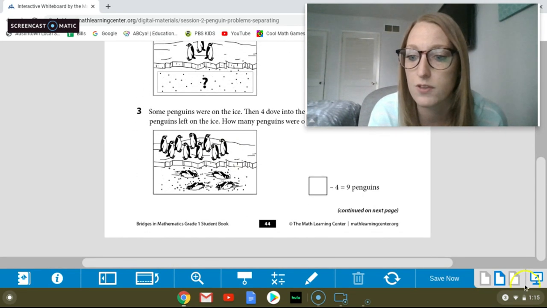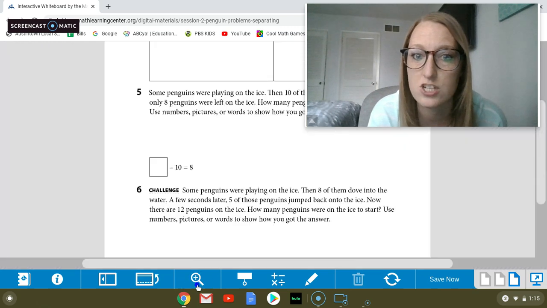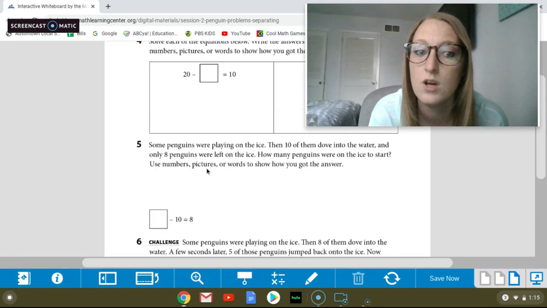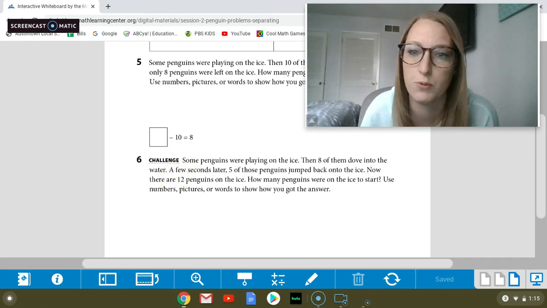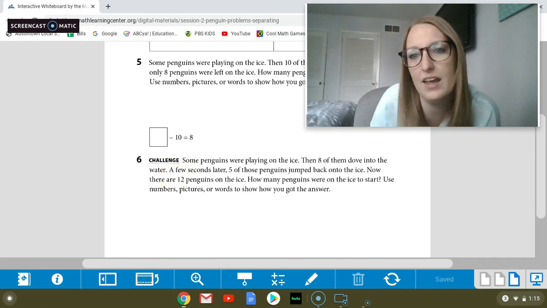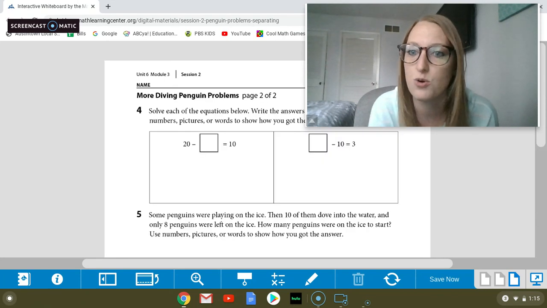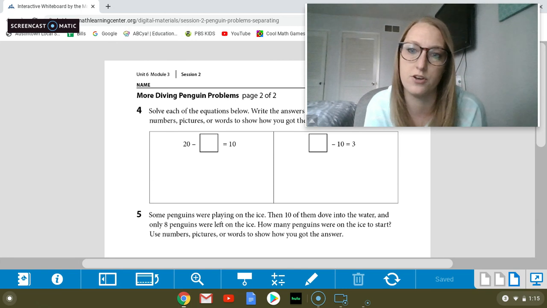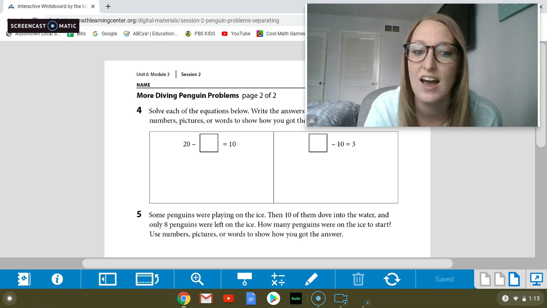And then for the second page of it, it is more diving equations where you have to come up with some answers too. Remember the ones that say challenge, those are a little harder. I don't expect you to be able to do those all on your own. You need a little help. Try it, but it's okay if you don't get them right, okay? I want you to try this. You can do it on plain paper. You can do it on your dry erase board. You can print it out and do it either way, okay? So I want you to try that today.